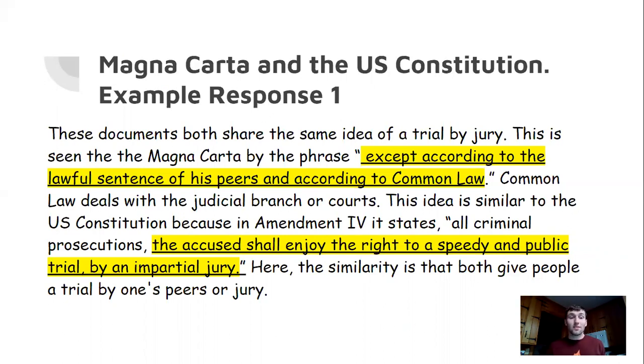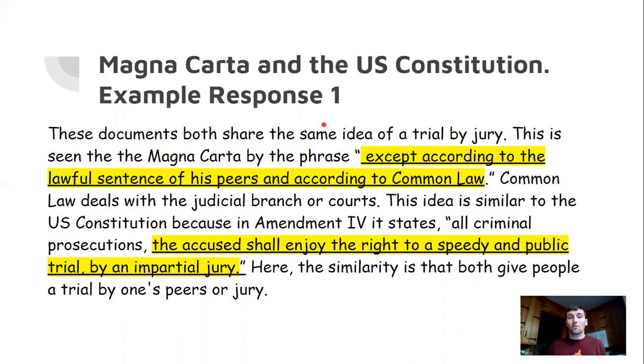This idea is similar to the U.S. Constitution because in Amendment 4 it states, "in all criminal prosecutions, the accused shall enjoy the right to a speedy and public trial by an impartial jury." Here, the similarity is that they both give the people a trial by one's peers or a jury.